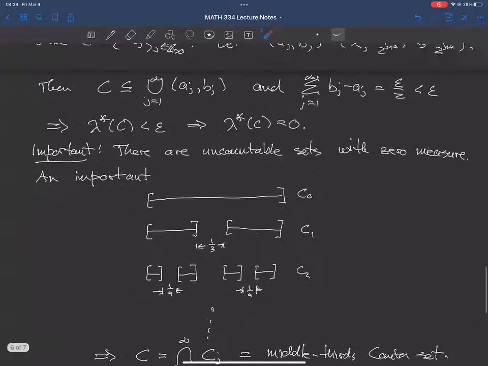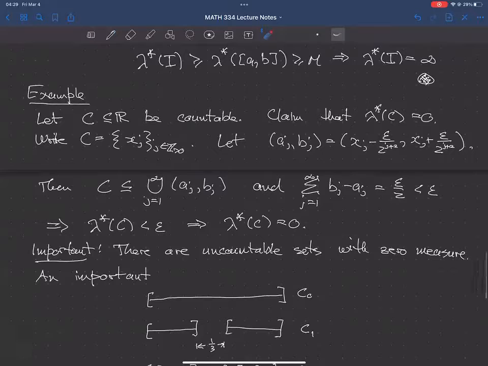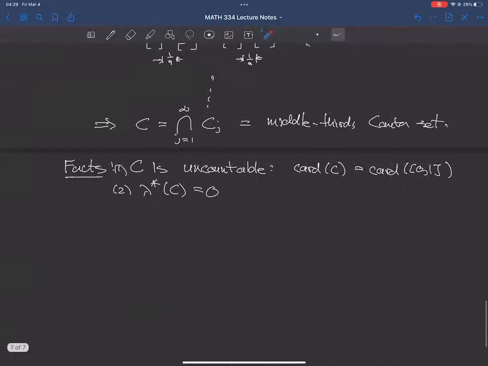So that's important to keep in mind, that just because a set has measure 0 does not allow you to enumerate it in a way like that. Okay, so that's Lebesgue outer measure.